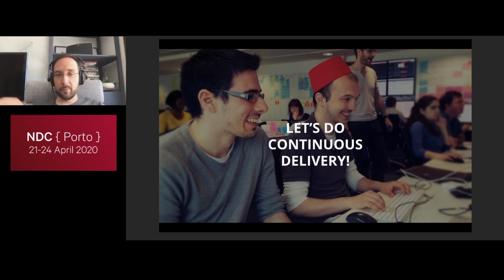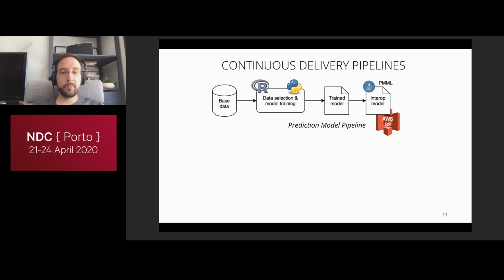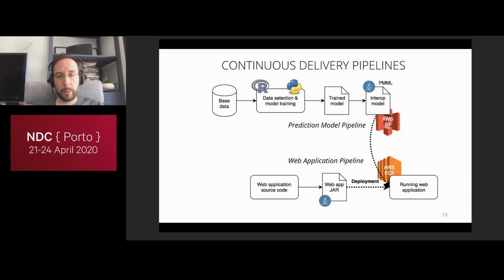So of course we said let's do this here as well, and this is more or less how this looked then. We had a prediction model pipeline, and then we had a separate web application pipeline. And in the prediction model pipeline, there's some base data the training is based on, and then you would have the data selection and the model training as a step. And then this yields a trained model. And then usually this trained model needs to be wrapped or transformed in such a way that it can really be served and used in production. And this interoperable model would be put on an S3 bucket in this case.